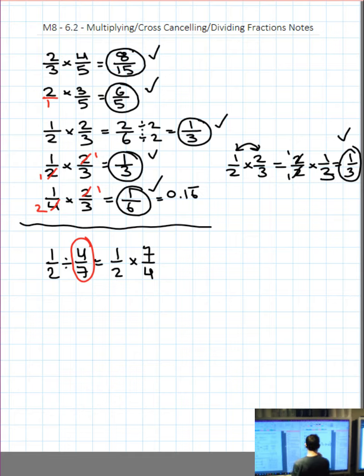to multiplication. Now we can simply do the same instructions that we did above. Multiply the tops, multiply the bottoms. 1 times 7 is 7. 2 times 4 is 8. And I'm going to circle my answer.